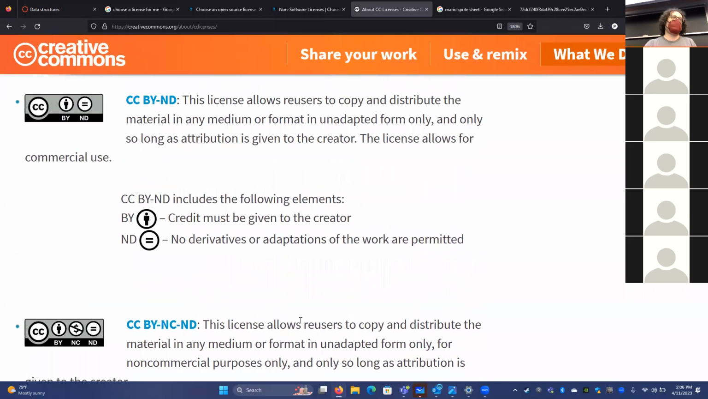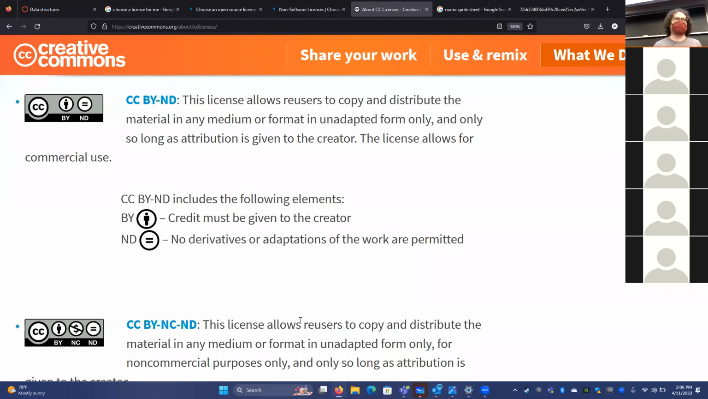In other words, if somebody made a pixel art version of the Mona Lisa, you can't take their pixel art version of the Mona Lisa, draw a mustache on it, and put it in your game. You have to keep their pixel art Mona Lisa untouched. But what about the Mona Lisa?